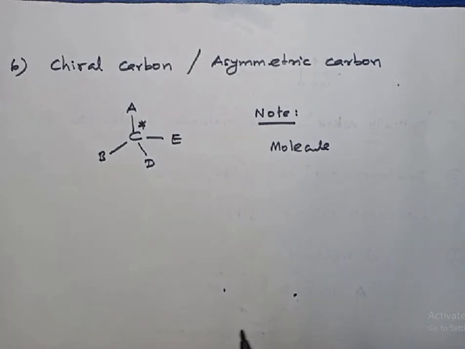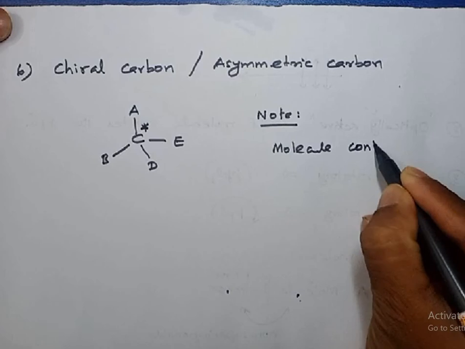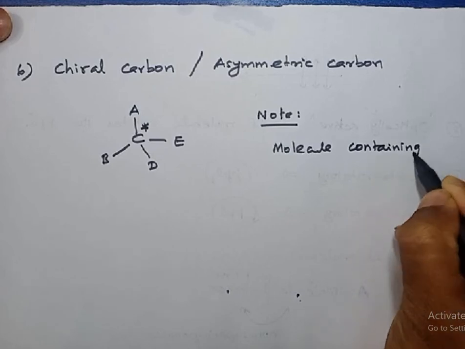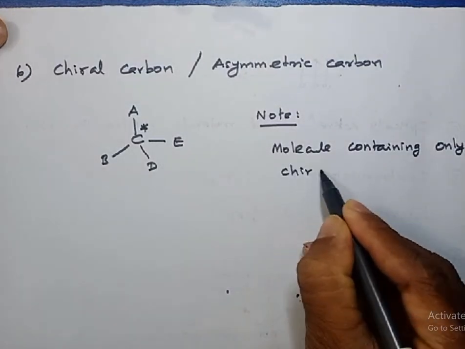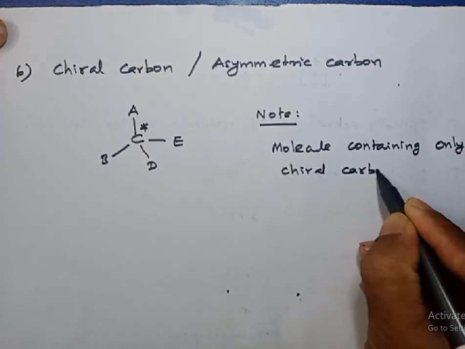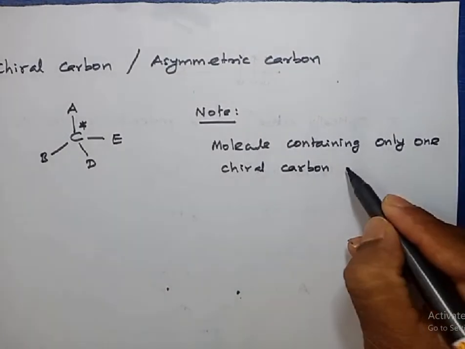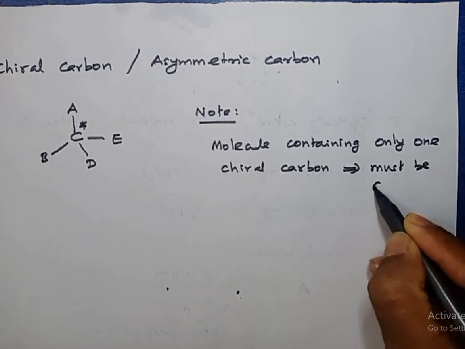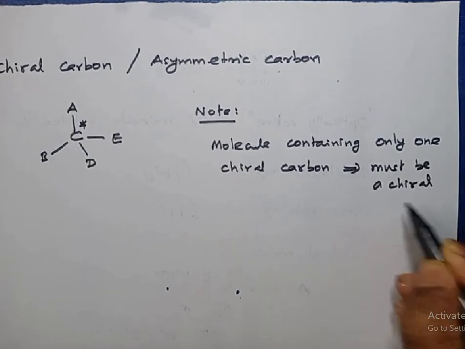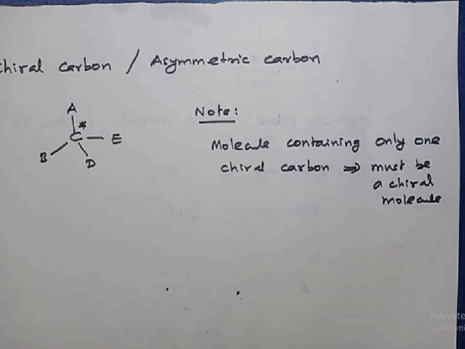Whenever a molecule contains a single chiral carbon atom, only one chiral carbon, the molecule must be a chiral molecule. Very, very important. The molecule must be chiral.